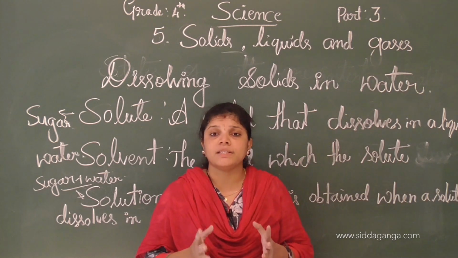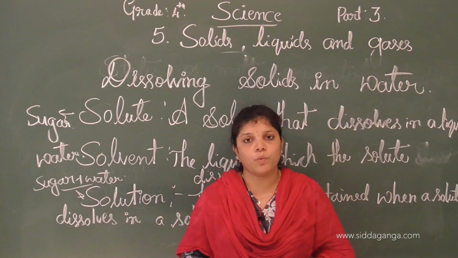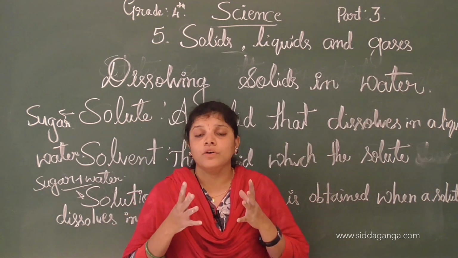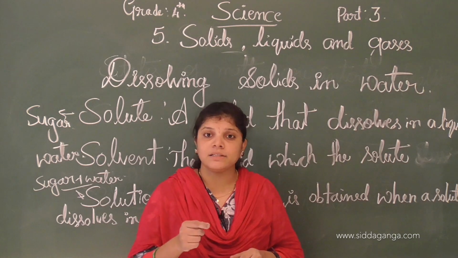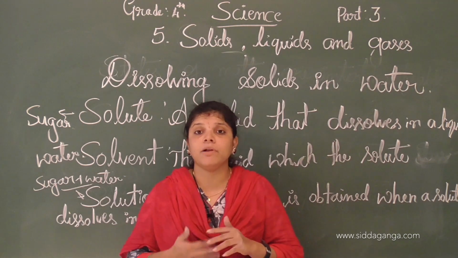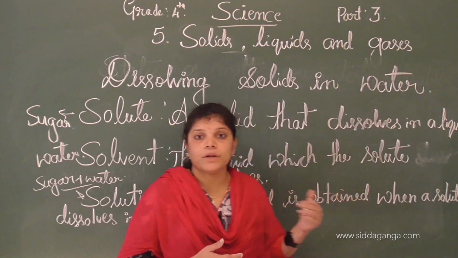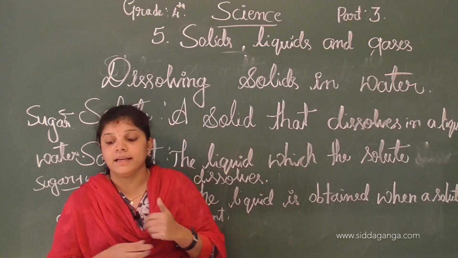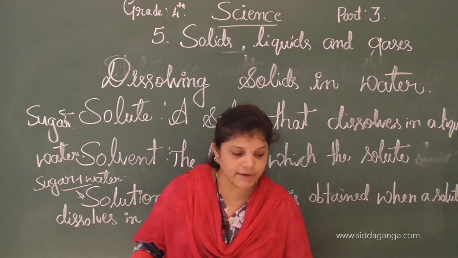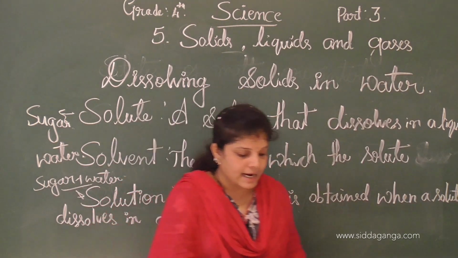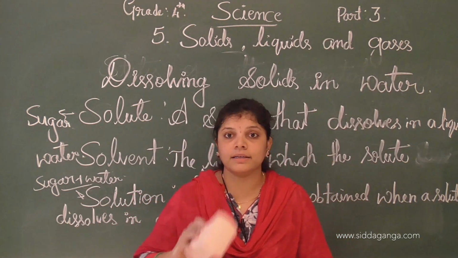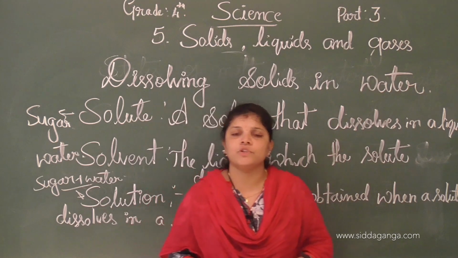Solids have a definite shape and definite volume. We cannot easily change the shape of solids; only by using some force can we change the shape of solids. Examples of solids: board, this watch, this bottle, cuboid, this metal rod and this duster. These are all examples of solids.